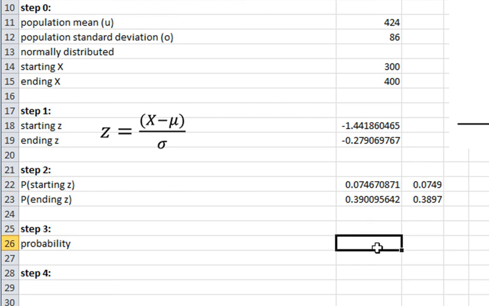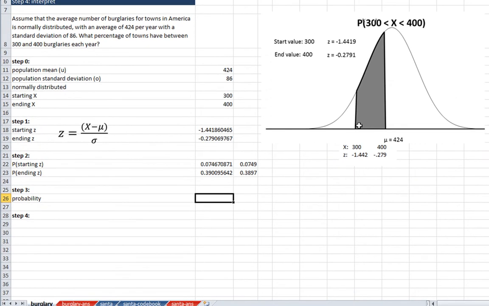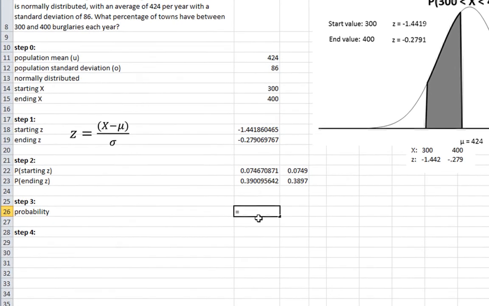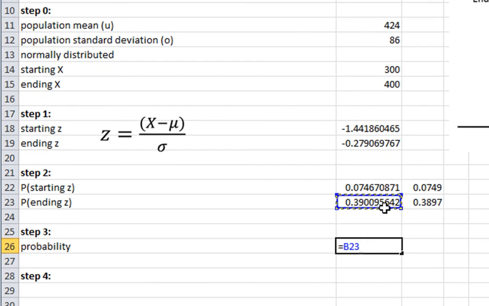So our next step, step 3, is to subtract the probabilities that we've calculated. We've calculated our starting z right here, the negative 1.442, and we have the area to the left of that. This area here. And we have our ending z, the negative 0.279, and we have the area to the left of that. And the way to get this sliver here in the middle is to take the big one and subtract the little one. So equals the ending probability minus the starting probability is going to give us the difference.